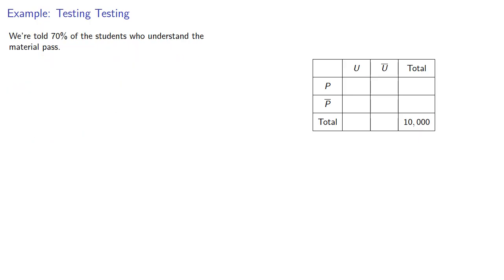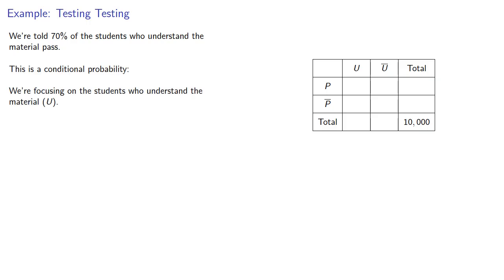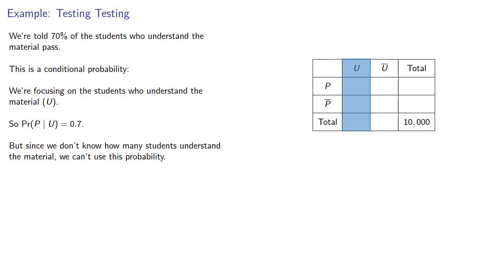So we're told that 70% of the students who understand the material pass. This is a conditional probability. We're focusing on the students who understand the material, and that gives us the probability of passing given that we understand the material, 0.7. But since we don't know how many students understand the material, we can't use this probability yet.